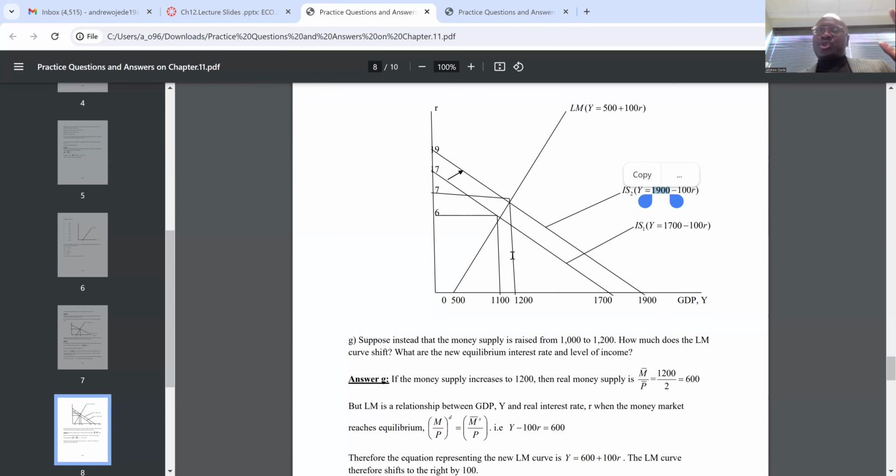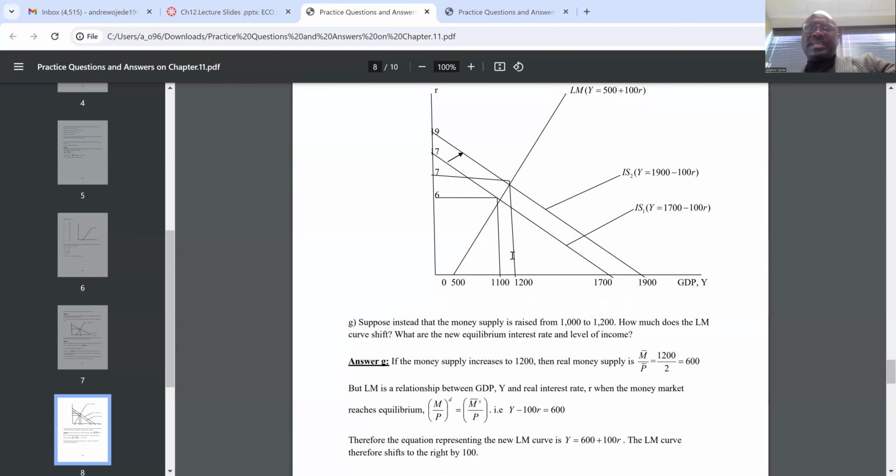Now, if I ever ask you to solve for the new equilibrium, the new equilibrium must jump from the old equilibrium where you had 6 and 1100. Sorry, those points are not drawn accurately. They're not matching. But you can clearly see that if you solve for the new equilibrium, the interest rate is going to jump to 7%, and the short-run equilibrium output is going to increase to 1200, because we have shifted the IS curve to the right.